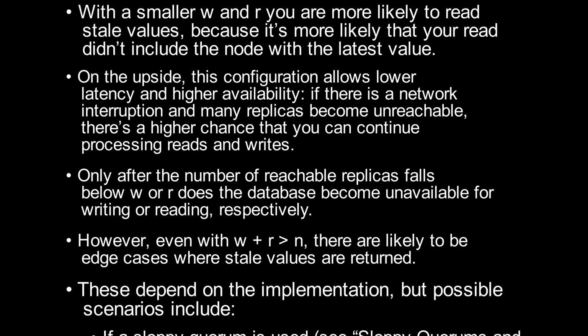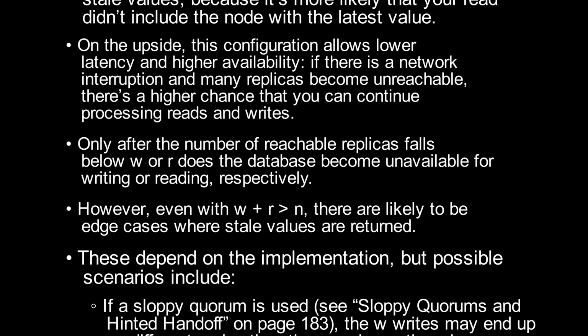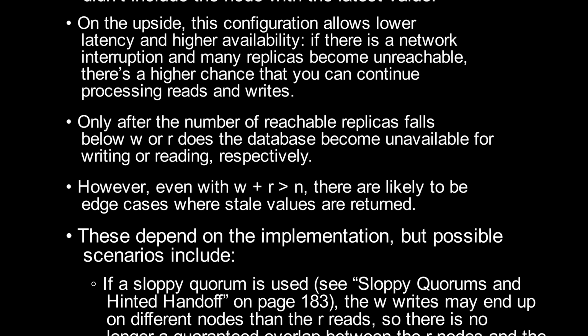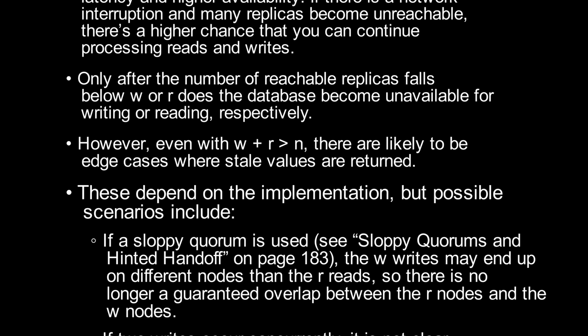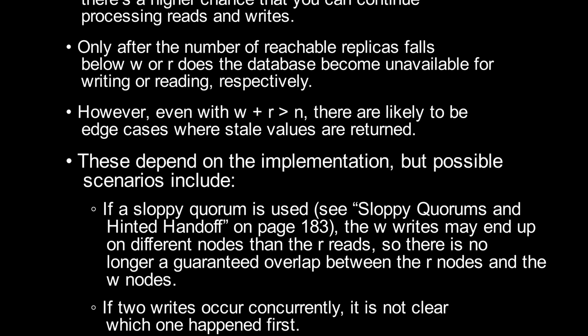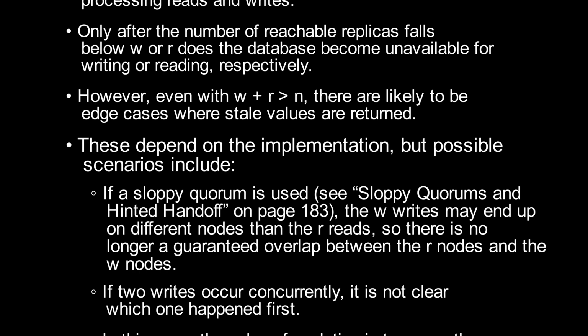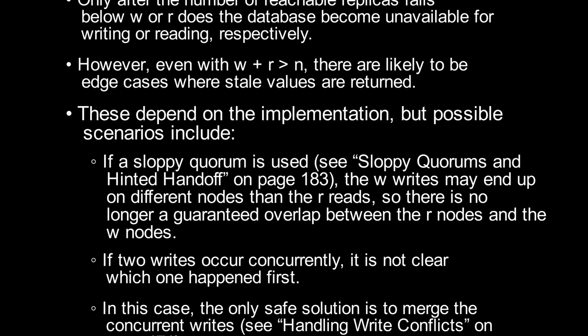However, even with W + R > n, there are likely to be edge cases where stale values are returned. These depend on the implementation, but possible scenarios include: if a sloppy quorum is used (see "Sloppy Quorums and Hinted Handoff" on page 183), the W writes may end up on different nodes than the R reads, so there is no longer a guaranteed overlap between the R nodes and the W nodes.